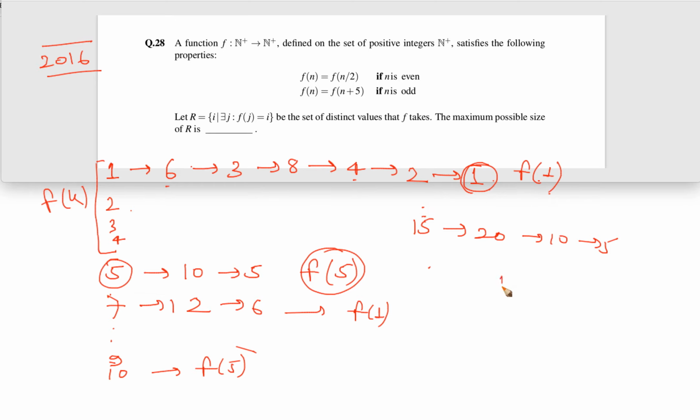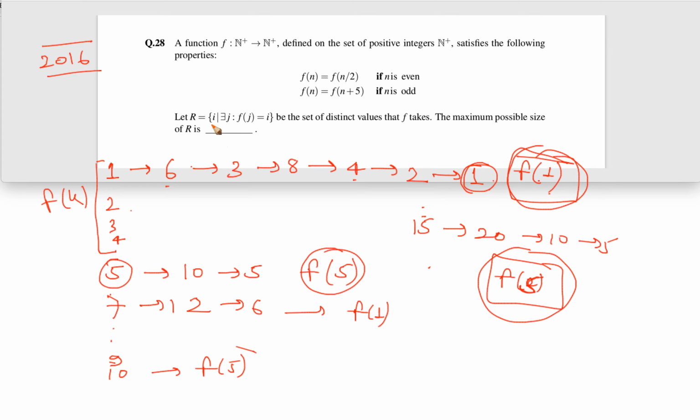So essentially what is happening is that everything which is a multiple of 5 is going to f(5), everything else is going to f(1). That is the beauty of this function. Such a recursive definition of a function means all the values in positive integers are going to converge to only these two values, and that is exactly what they are asking. R is such a set which is I such that there exists j such that f(j) is equal to I.